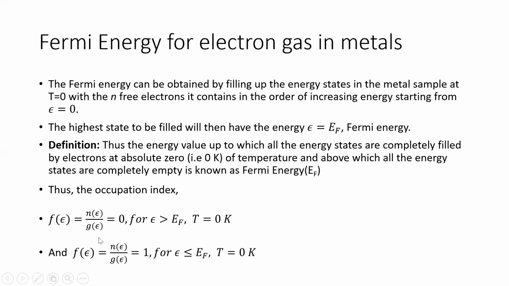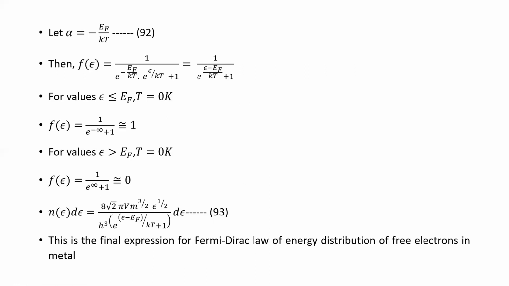And F of E should be 1 when E is less than or equal to EF, as per the definition of Fermi energy. And we also understood that when we substitute alpha is equal to minus EF by KT in the expression of Fermi-Dirac distribution, the F of E, or the occupation index, gives the correct values. So we shall conclude that alpha is equal to minus EF by KT, or this substitution is right.